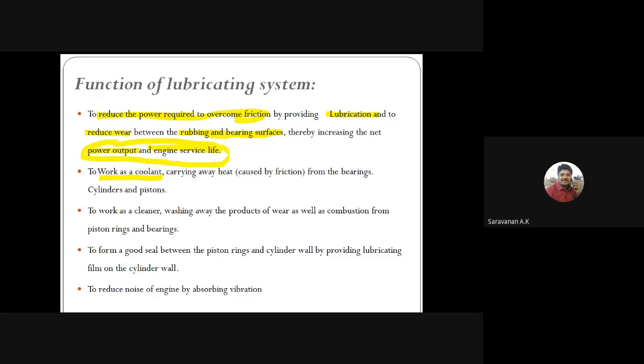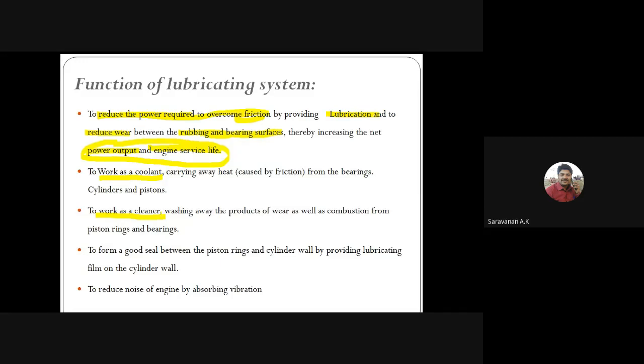Then the third one, it works as a cleaner, right? While we have some rubbing surfaces or mating surfaces, or we have some relative motion between the machine components, right?